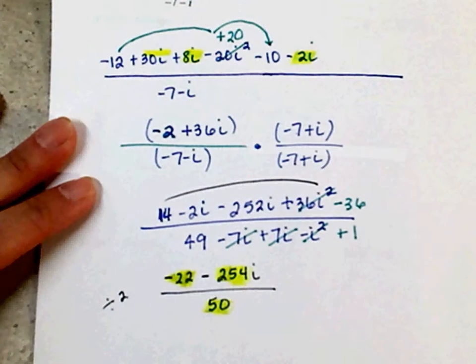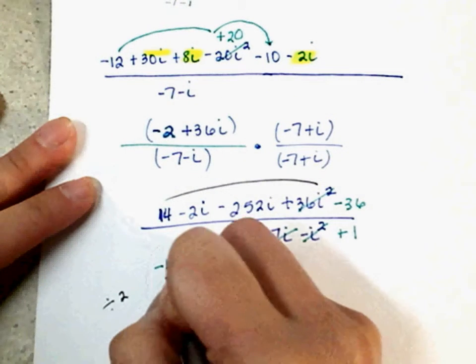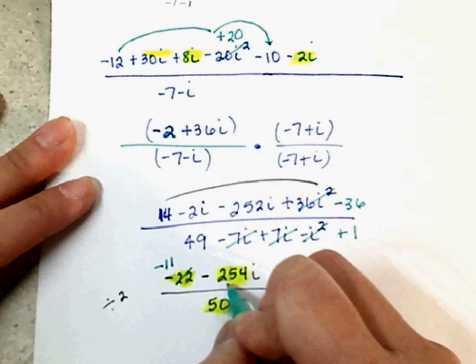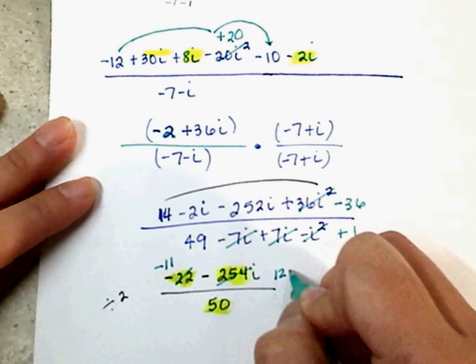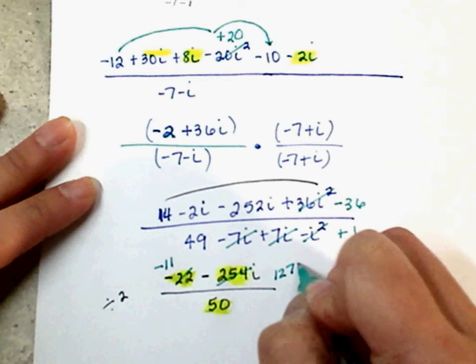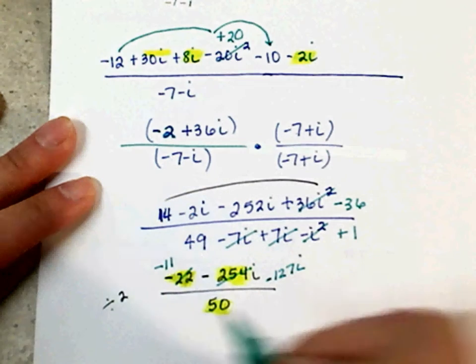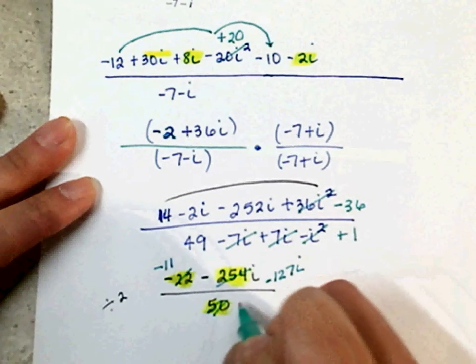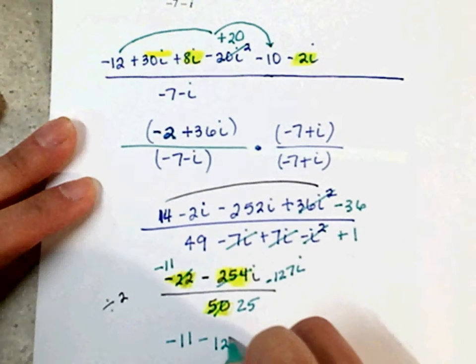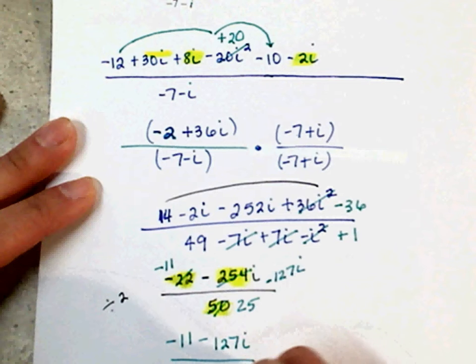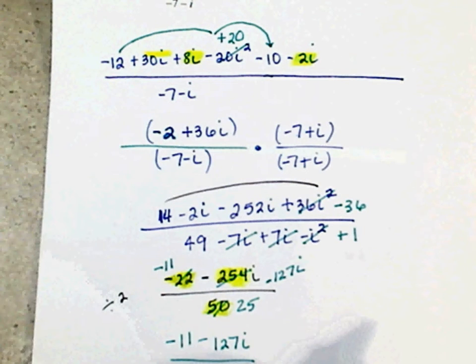So, what is negative 22 divided by 2? Negative 11. What is 254 divided by 2? 127. Negative 127i. 50 divided by 2 is 25. So I got negative 11 minus 127i over 25. Can I simplify those anymore? No. So there's your final solution.